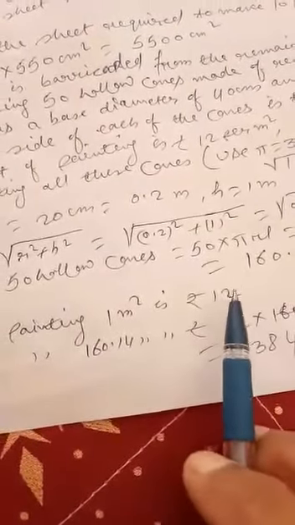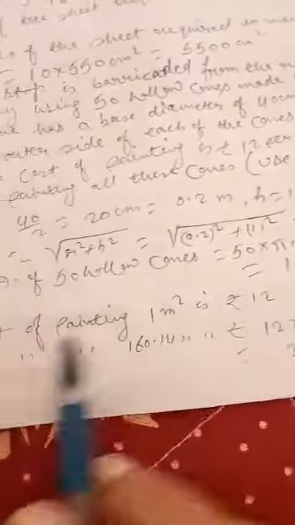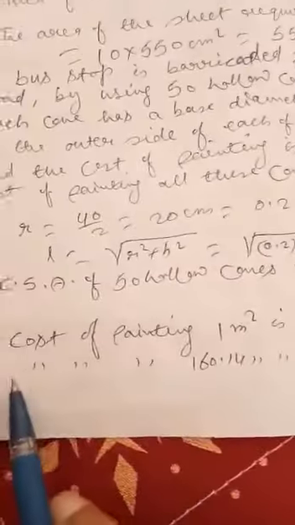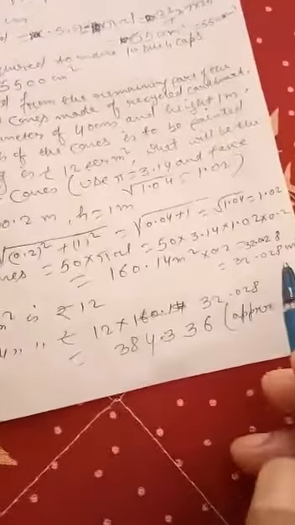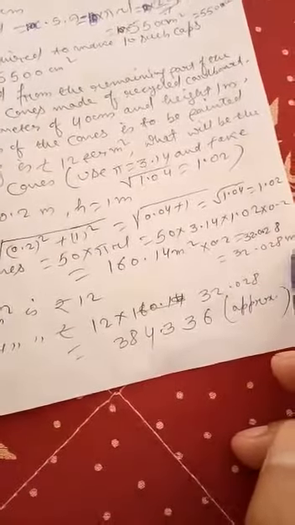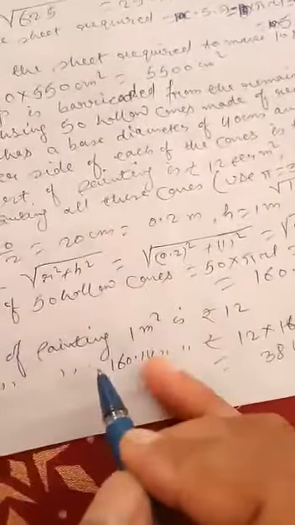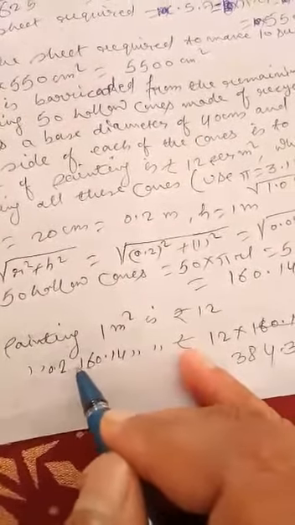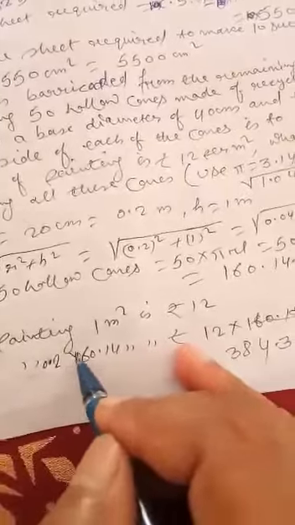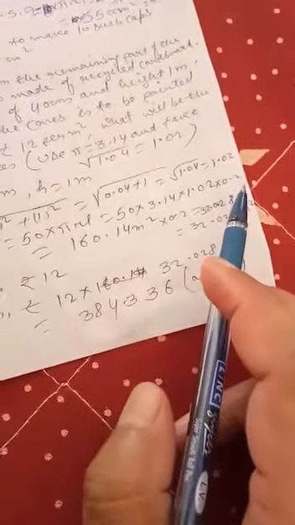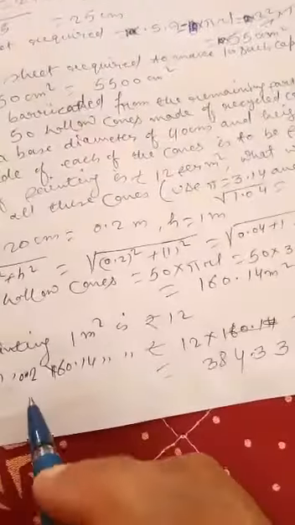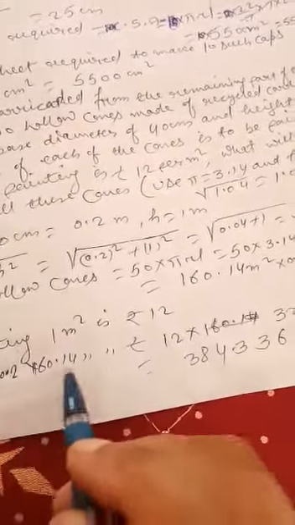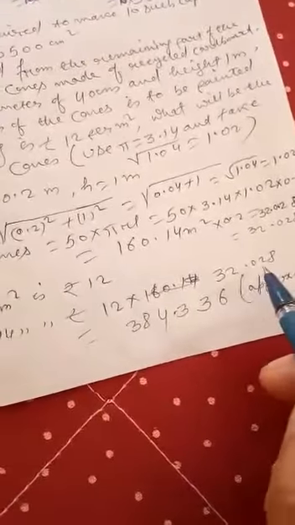Now here it is given cost of painting 1 meter square is rupees 12. From outside it is painted, that is why this is outer surface. So we can say cost of painting 1 meter square is rupees 12. Therefore cost of painting, now cost of painting 32.028, here radius is given 0.2, so 160 into 1.14 into 0.2. If you multiply these, you will get 32.028.